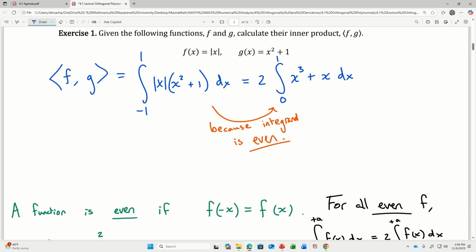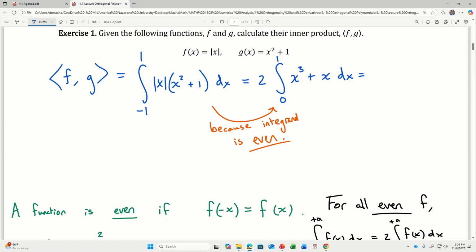No, sorry. What did I say? If I multiply two even functions together, I get another even function. That's true. This is not what I get if I multiply absolute value of x times x squared plus 1. But if I'm only integrating from 0 to 1, then I can replace the absolute value of x with just an x. Okay, so that's the full explanation.